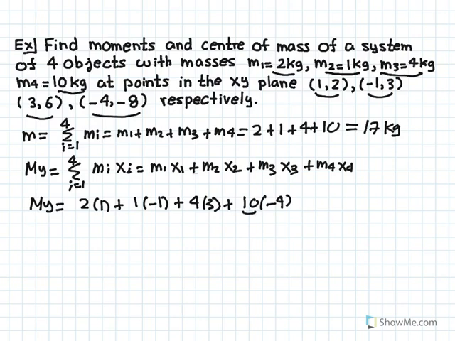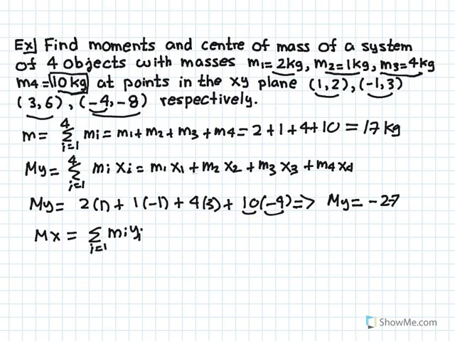This 10, for example, is the m4, the mass of the fourth object, which is 10 kilograms. And this negative 4 is basically the x4, the x-coordinate of m4, which is negative 4. Now add these all up, and we get My, the moment with respect to the y-axis, is minus 27. Now Mx. Mx is equal to summation mi yi.